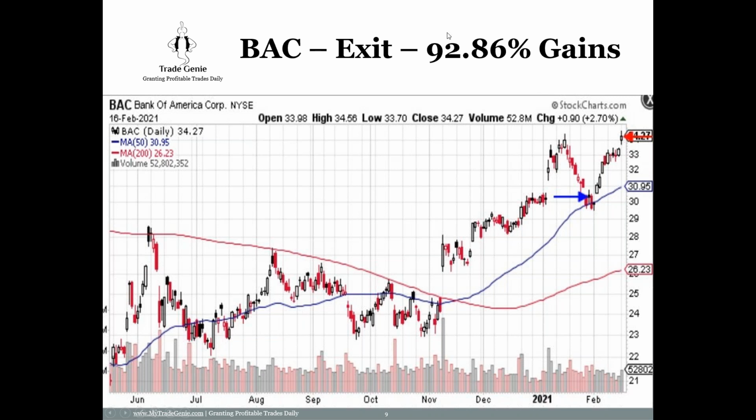So here it is, right? We exited with a 93% gain. So the logic was simple. Bounce from the 50-day moving average on the left side, right here.